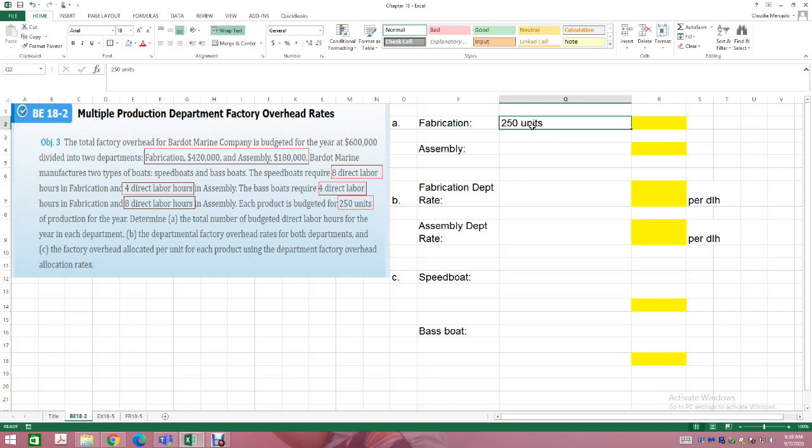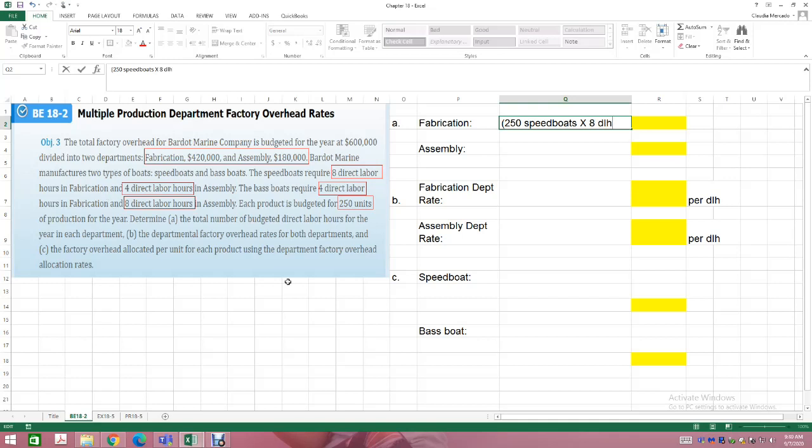So let's see. We're going to start off by calculating, let me put a parenthesis, how many hours it is going to take us to manufacture this boat in the fabrication department. I know that I'm going to be manufacturing 250 speedboats. Let me put speedboats, that way we can be clear what boat we're doing. So we have 250 speedboats, and the speedboats required 8 direct labor hours in fabrication. So I'm going to multiply it by 8 direct labor hours.